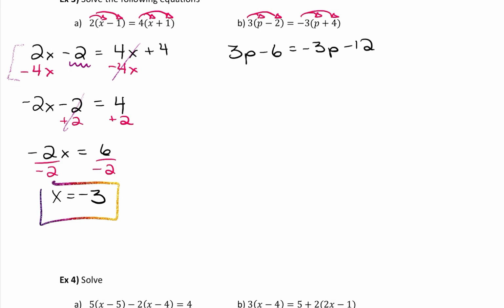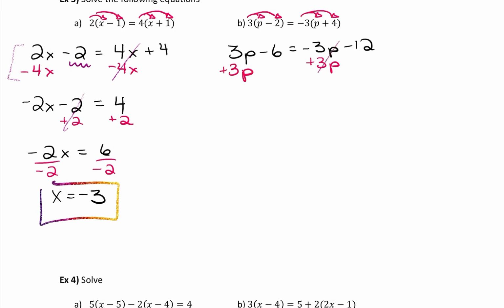Now we're going to start combining some like terms. If you look at just the left, 3p minus 6, there's nothing I can put together there yet. If you look on just the right, negative 3p minus 12, there's nothing I can put together. So I'm going to start moving things over. So I'm going to move over that negative 3p by adding 3p to both sides.